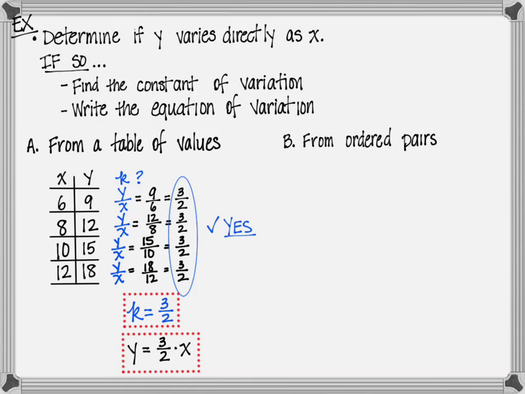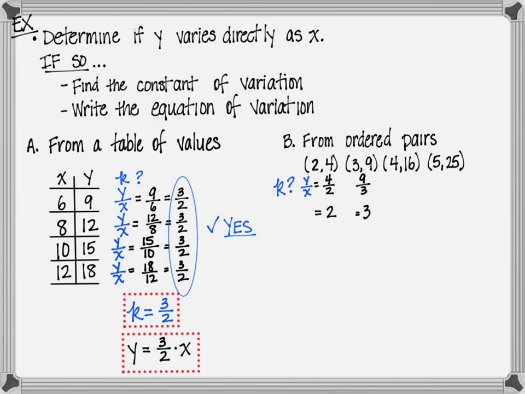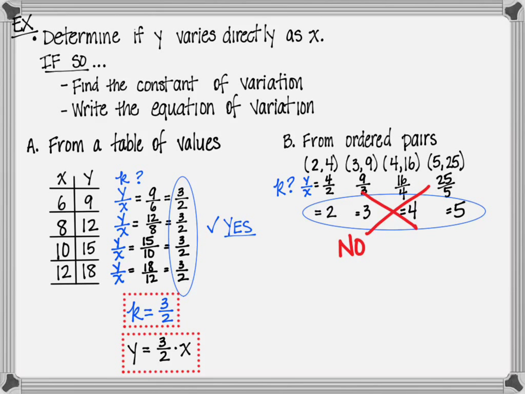For the next problem, we're going to look at ordered pairs. We have this set of 4 points, and we do the exact same process. We try to determine, is there a k, is there some constant? So we look at y divided by x. We have 4 divided by 2, which is 2. The second ordered pair is 9 divided by 3, which is 3. The next ones are 16 divided by 4 and 25 divided by 5, and you'll notice that none of those are the same. It's not a constant. It changes. So therefore, no, this is not a direct variation problem.